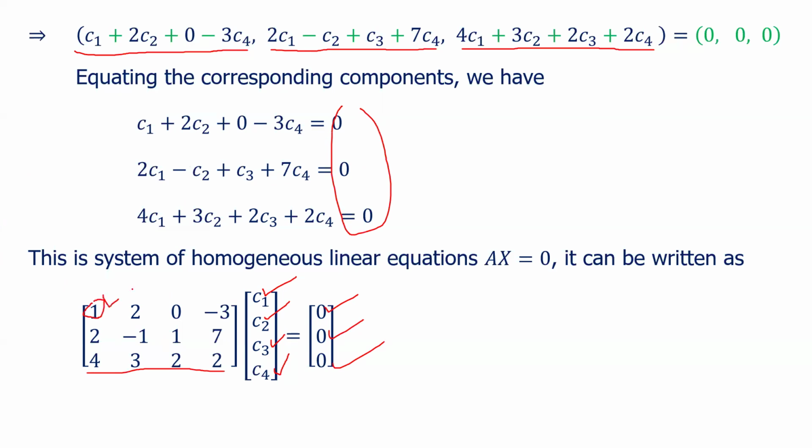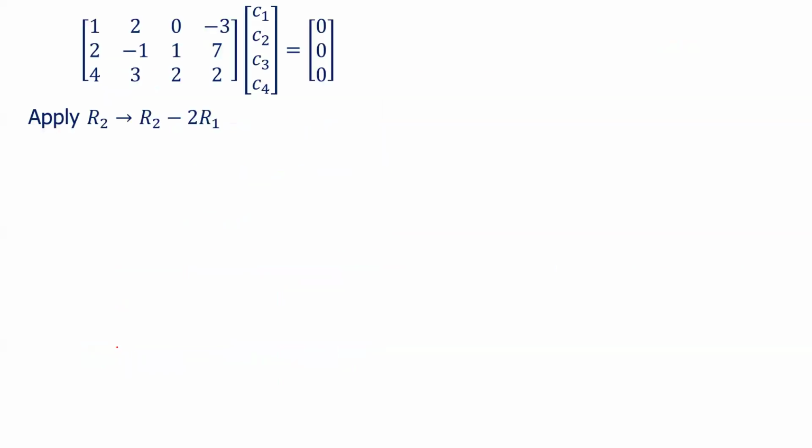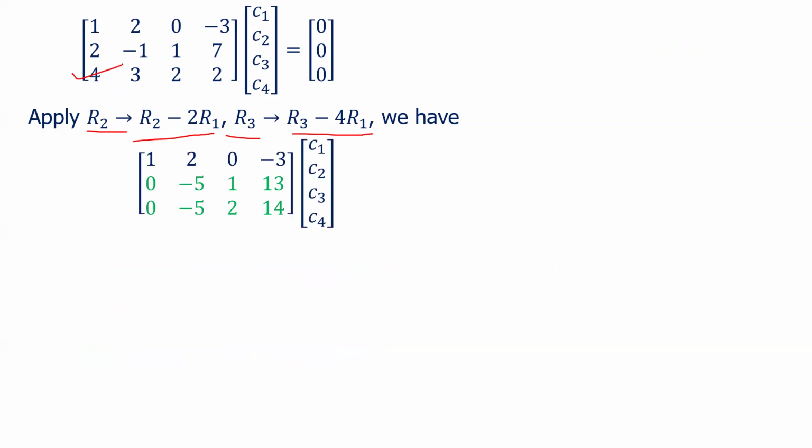With the help of this element, we have to make the entries below it 0. For this purpose, we apply the two row operations R2 minus 2R1 in R2 and R3 minus 4R1 in R3. Then the given matrix will be converted into this form. Let us just check its operation.